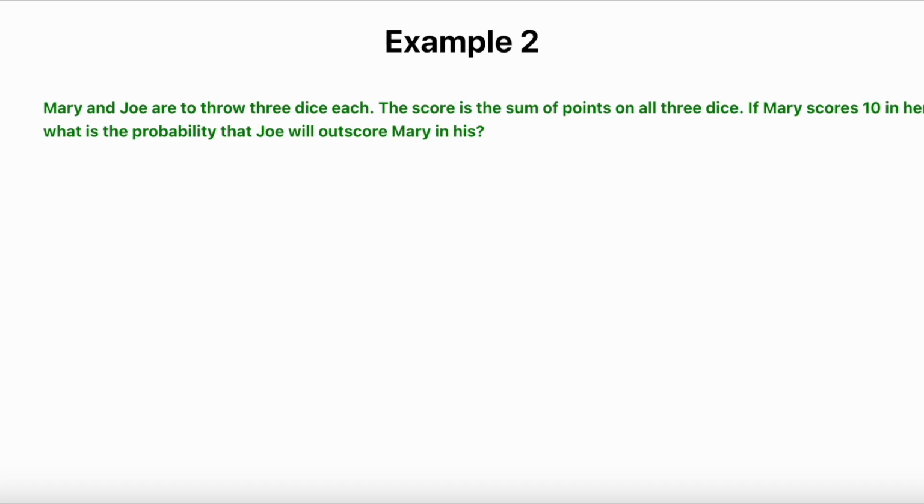Second example, Mary and Joe are to throw 3 dice each. The score is the sum of points on all 3 dice. If Mary scores 10 in her attempt, what is the probability that Joe will outscore Mary in his? Let's count the number of values in each range. 3 to 10 is 8 values, 11 to 18 is also 8 values. So the probability of getting each range is 1 by 2. So the answer is 1 by 2.